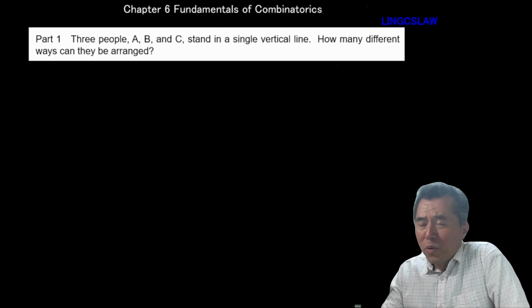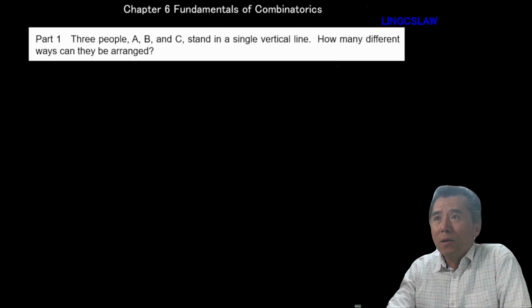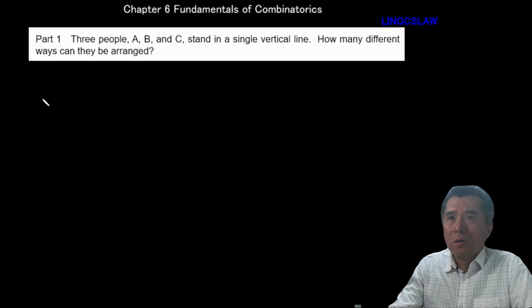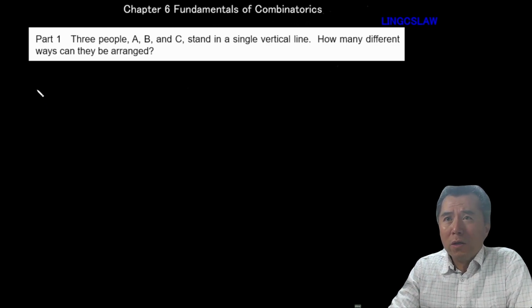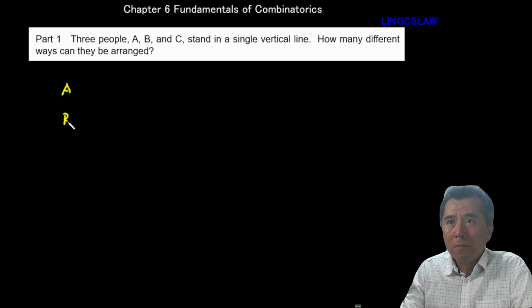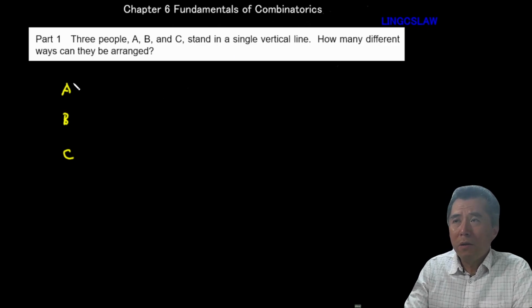Okay, now let's read the problem. Three people A, B, and C stand in a single vertical line. How many different ways can they be arranged? So now let's figure out what is going on in this problem. There are three people, A, B, C, who stand in a single vertical line, and how many different ways can they be arranged?